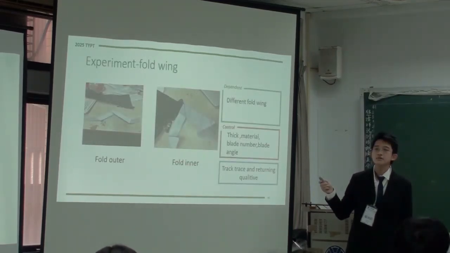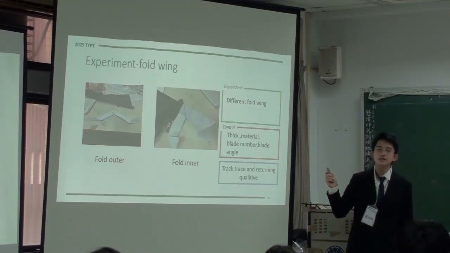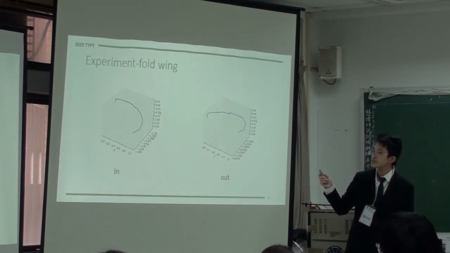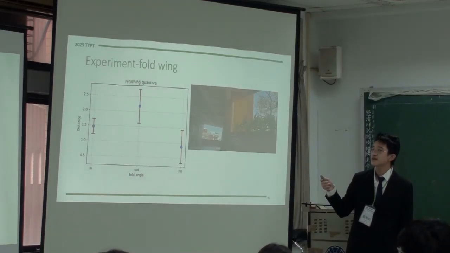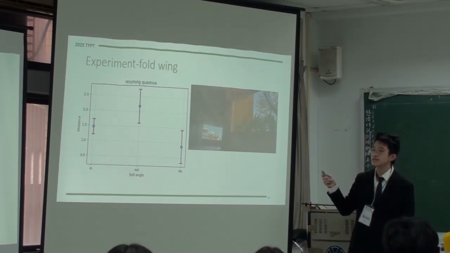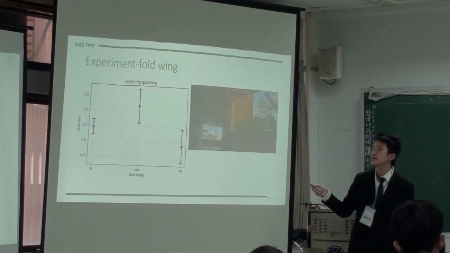And next, I do an experiment about forward wind. I control stick material, braid number, and braid angle, and then I track and explore the returning quality. And this is the track in different forward angles with fold wing. And we can find that the boomerang without fold wing is the best. I think it is because the structure without fold wing is more stable, and then it has the best returning quality.